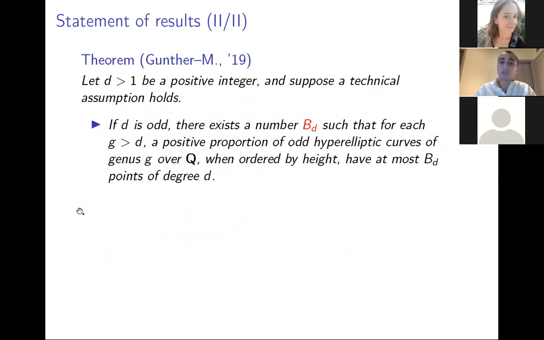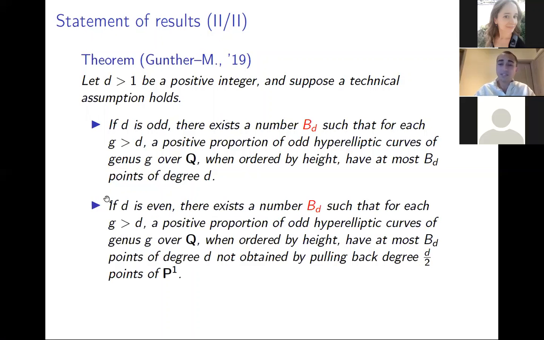And we prove a more general result where we say, let d be a positive integer, suppose a technical assumption holds. If d is odd, then there exists some number B(d) such that for each g greater than d, a positive proportion of odd hyperelliptic curves have at most B(d) points of degree d. And if d is even, there exists a number B(d) such that for each g greater than d, a positive proportion of odd hyperelliptic curves have at most B(d) points of degree d not obtained from pulling back degree d/2 points on P1. And so when you plug in d equal to 2, you get our result for B(2) = 24, and B(3) = 114.